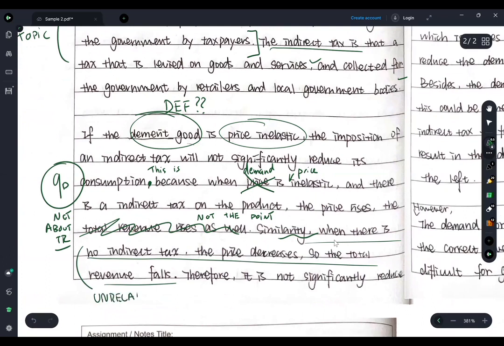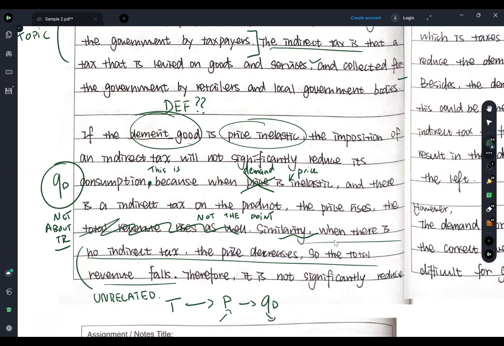We don't care about TR, unrelated. We care about the relationship here. The relationship is about essentially the introduction of a tax that has an influence on the price, that has an influence on the quantity demanded. Okay, that's it. And the idea is that if we introduce a tax, the price will rise and the quantity demanded will fall. Yes, but by what proportion?